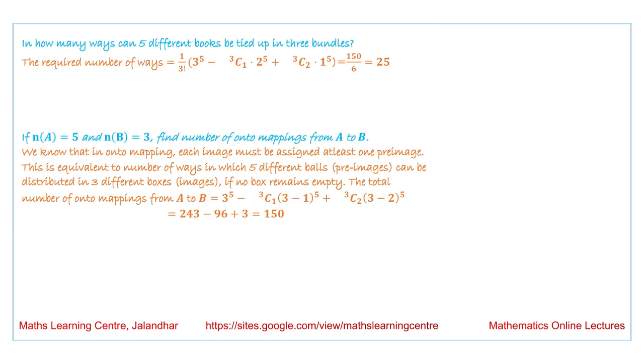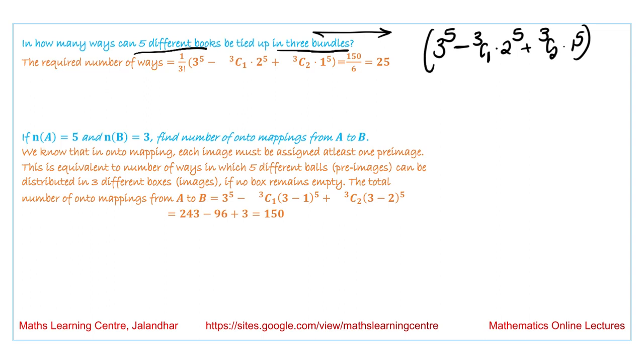Next is, in how many ways can 5 books be tied up in 3 bundles? So clearly none of these bundles should be empty. So the number of ways we will have is 3 raised to the power 5 minus, out of these 3 bundles we are choosing 1 and we are left with these 2 books, then out of these 3 we are choosing 2, and we are left with this 1 book.